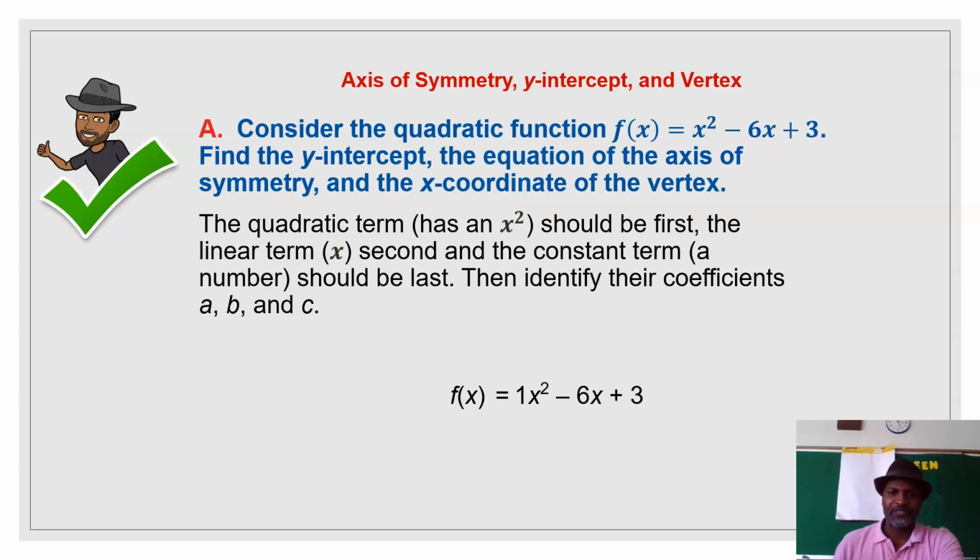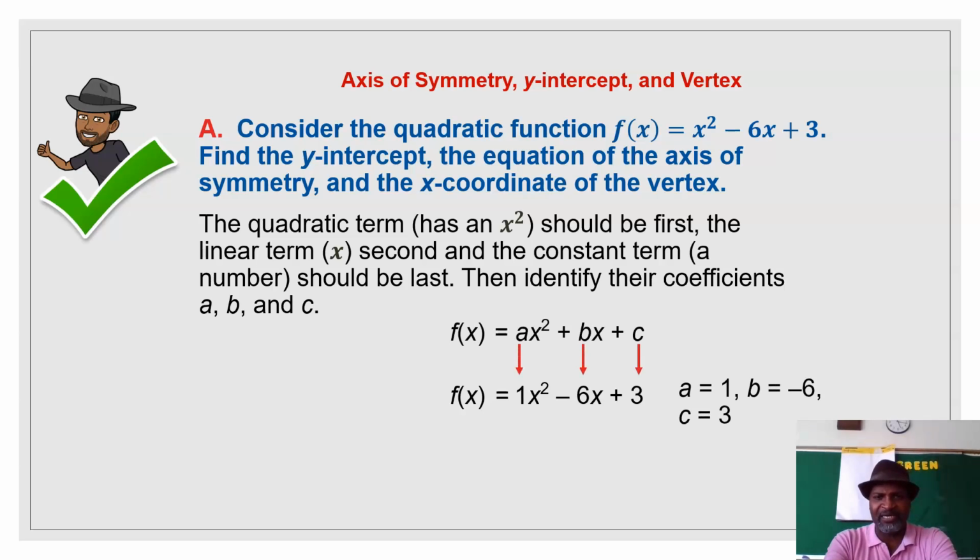For example, look at f of x equals 1x squared minus 6x plus 3. Notice that I put a 1 in front of the x squared because you don't have to write multiplying by 1. So notice where the a, b, and c are. The 1 is the a, the negative 6, because there's a minus sign in front of it, is b, and c is 3. And of course, if you remember from the slide, the y-intercept is c.